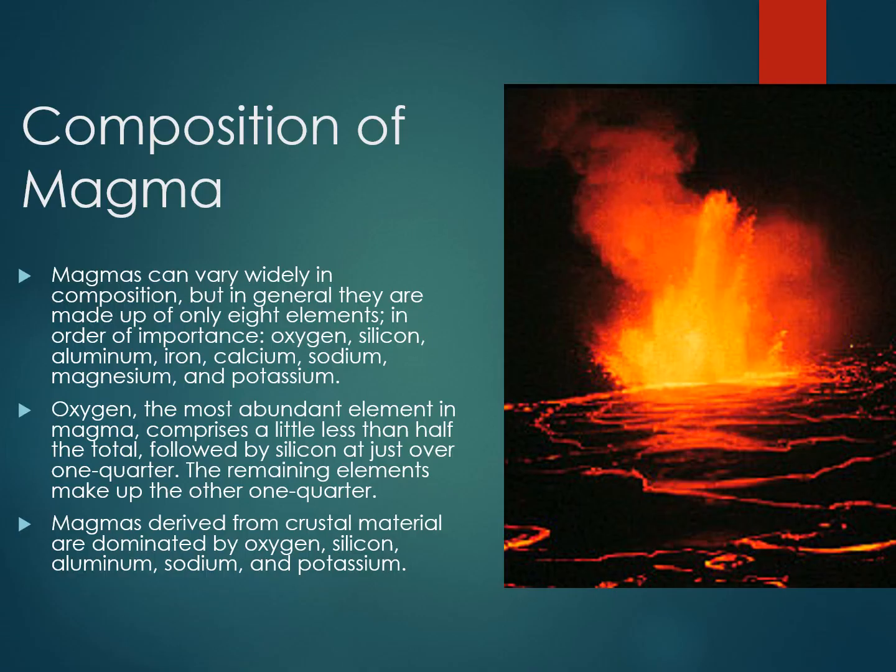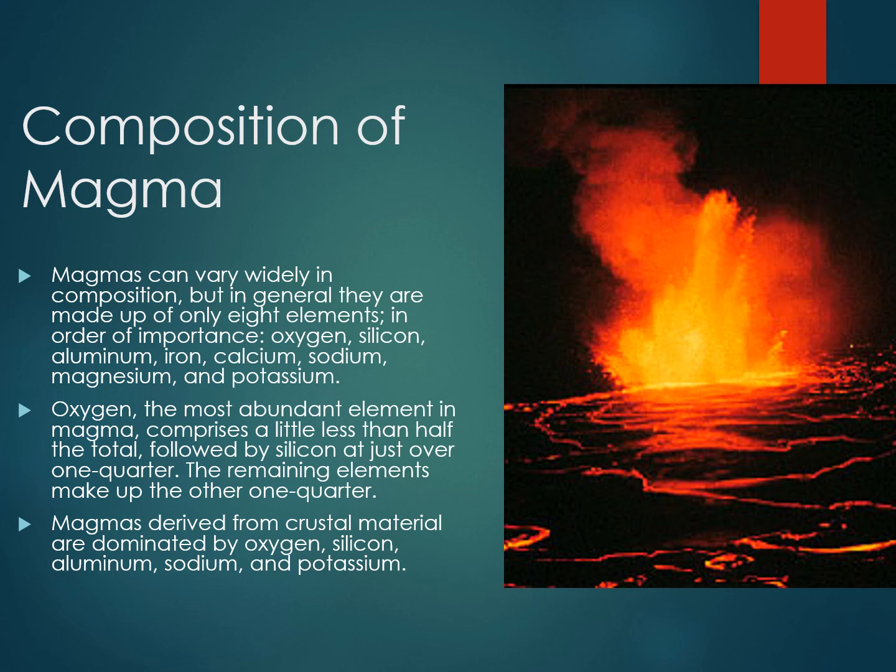Magmas can vary widely in composition, but in general, they are made up of only 8 elements. In order of importance: oxygen, silicon, aluminum, iron, calcium, sodium, magnesium, and potassium. Oxygen, the most abundant element in magma, comprises a little less than half of all, followed by silicon at just over 1/4. The remaining elements make up the other 1/4.